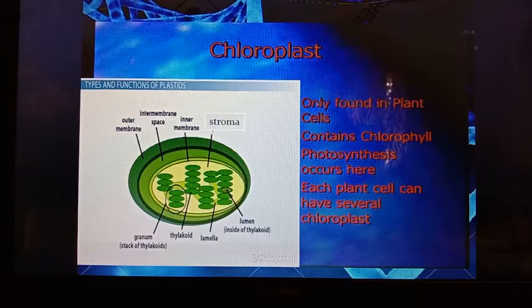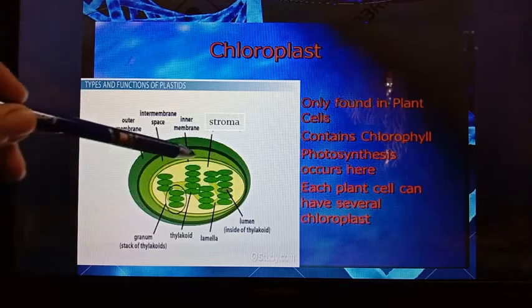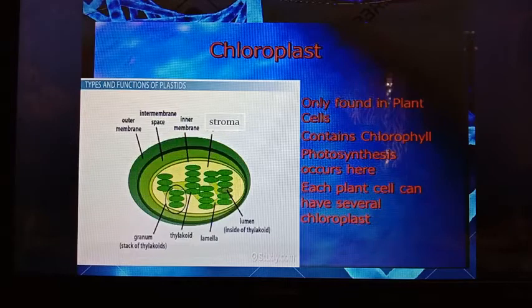Now what is stroma? Stroma is the ground substance that is present in the chloroplast. Stroma is mainly aqueous fluid. It contains photosynthetic enzymes and starch grains.